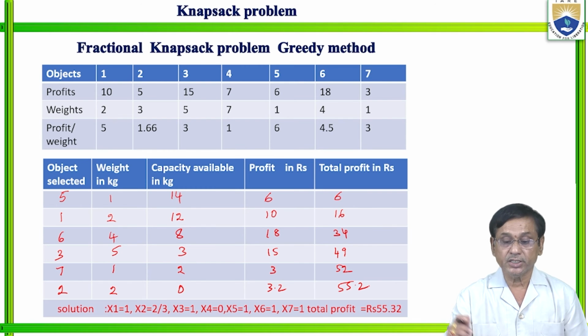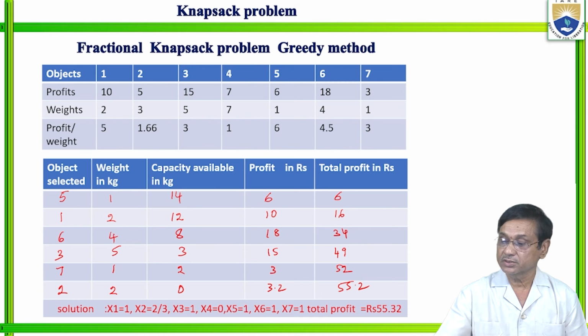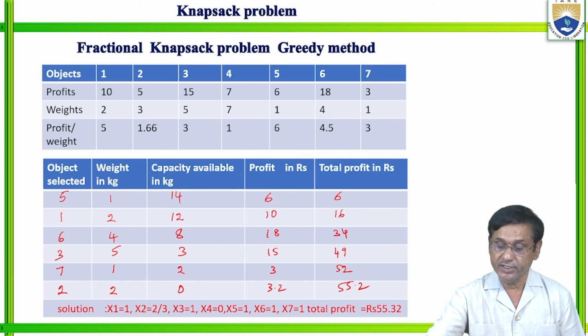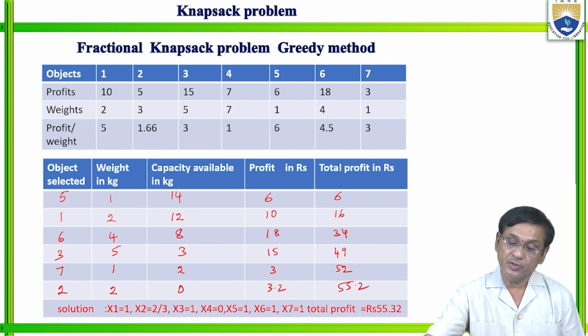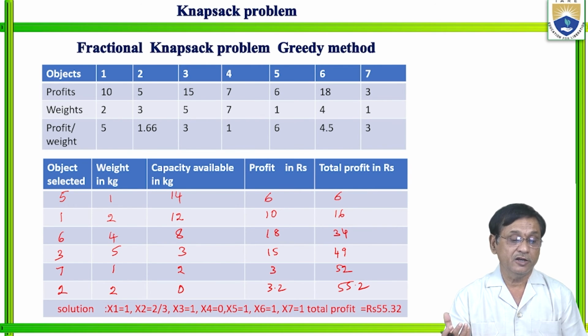So like that we can find out the profits, and we should know how to select the objects by using this greedy method. In the previous case we got a profit of only 54, and before that only 47. In this case we are getting 55.2. That means by using the greedy method we can select the objects in a better way.